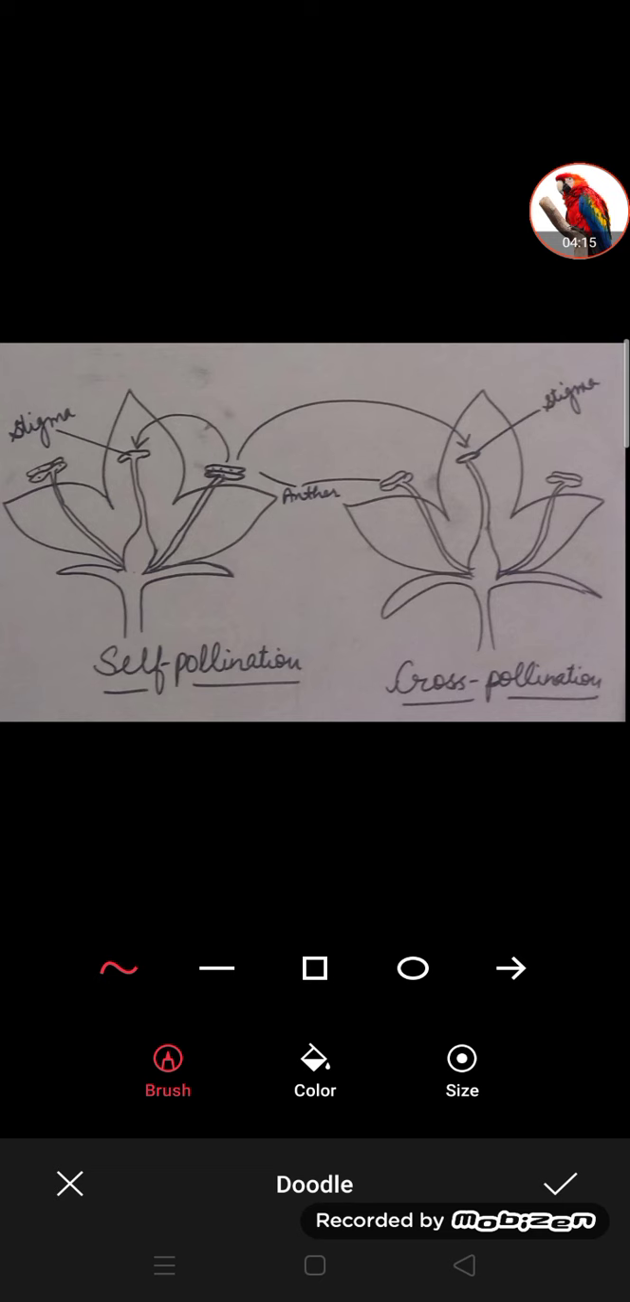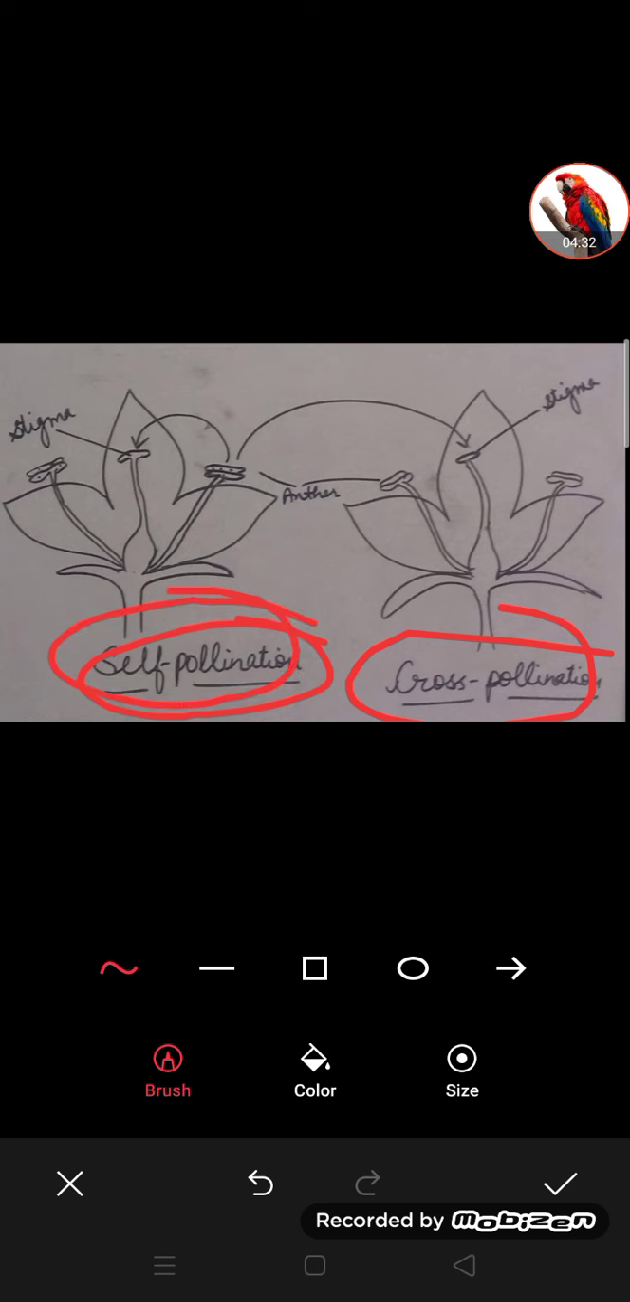Now the topic comes about pollination. We must know there are two types of pollination. First is self-pollination and second is cross-pollination. The name itself suggests that self-pollination means when pollination occurs in a single flower. Self, अपने आप में जब pollination होता है. While cross means different. So different flowers में जब pollination हो, that is known as cross-pollination.